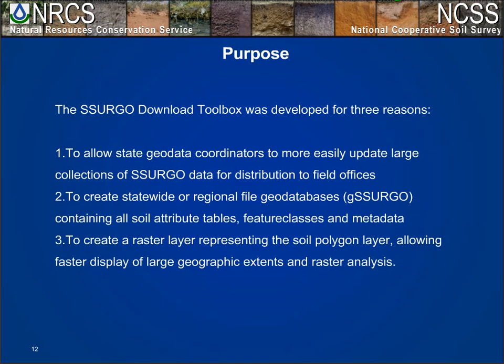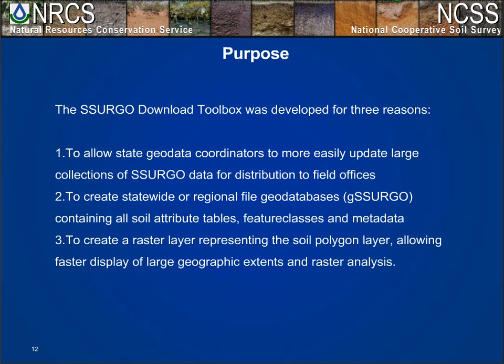Second reason is to create what we call a gSSURGO geodatabase. And this is where we take all of the individual shape files that come in the original SSURGO product and all of the template access databases, and we combine those all together into a single geodatabase that covers the entire area. So instead of doing analysis on hundreds of soil survey area databases, now you can do it all in one. You can also do your mapping or create cartographic products much more easily with the file geodatabase.